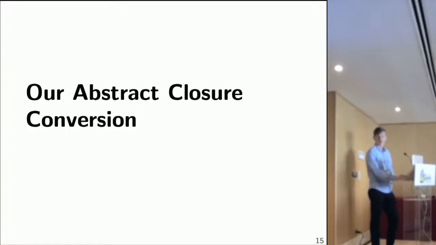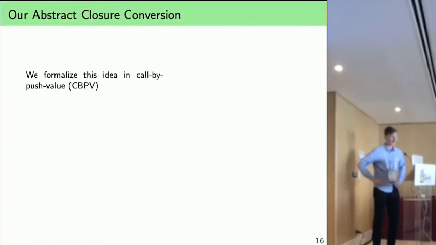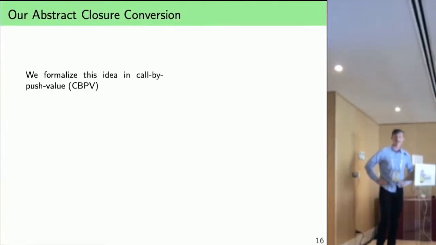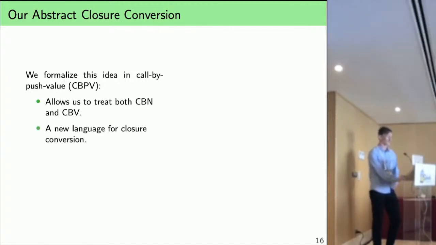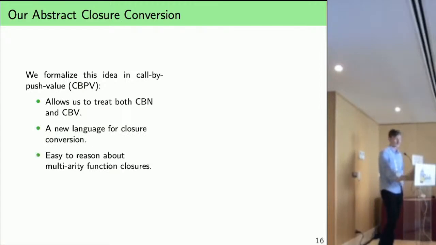So what we do in the paper is that we formalize these ideas in call by push value. The main reason was that I didn't want to do the work multiple times for call by name and call by value, and call by push value is good for that. It's also an interesting new language to see what closure conversion is like because there isn't work on that yet. And it has a bonus of being good for reasoning about multi-arity function closures.